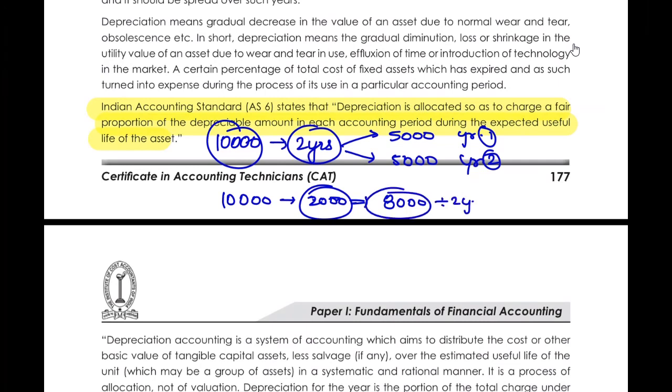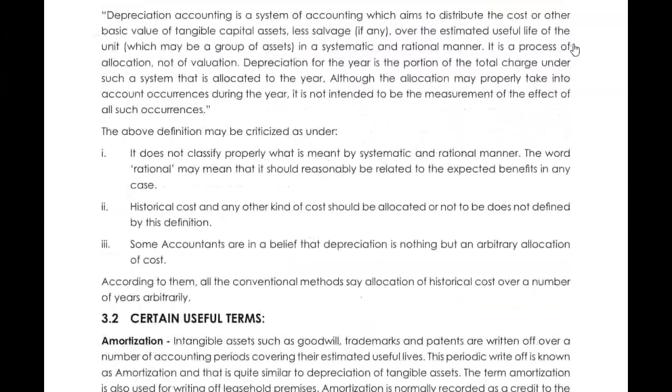How many years does it belong to? Sir, it belongs to 2 years. So I will charge 4,000 from year 1 and 4,000 from year 2, because the remaining 2,000 I will get when I sell this. So the concept is very clear, conceptually as well as formula-wise. That is the depreciation we are talking about.